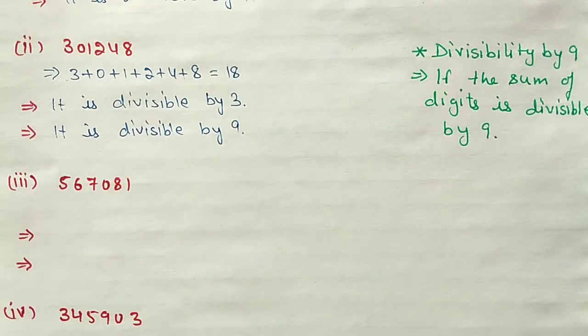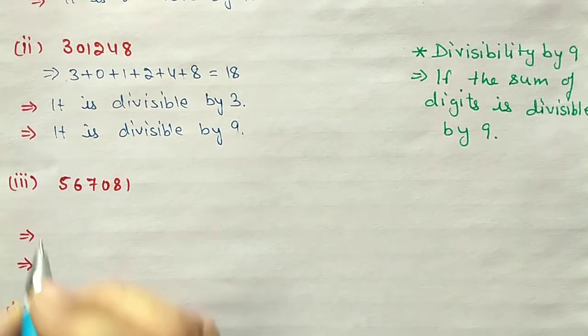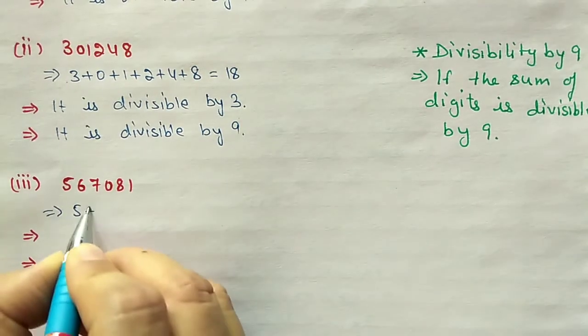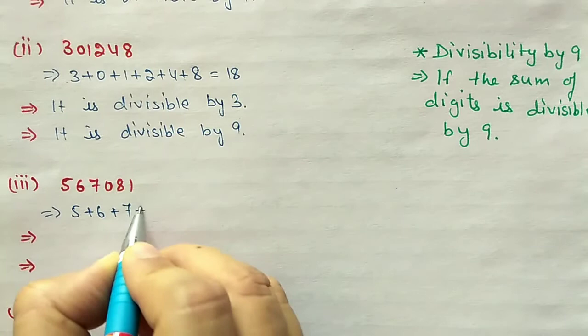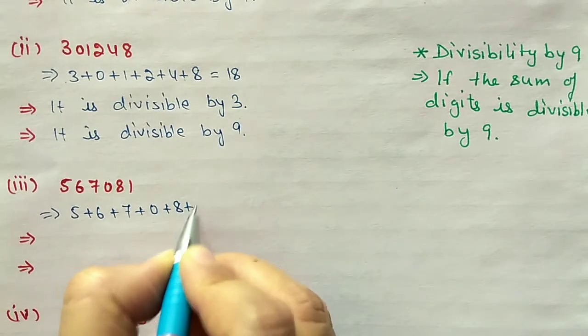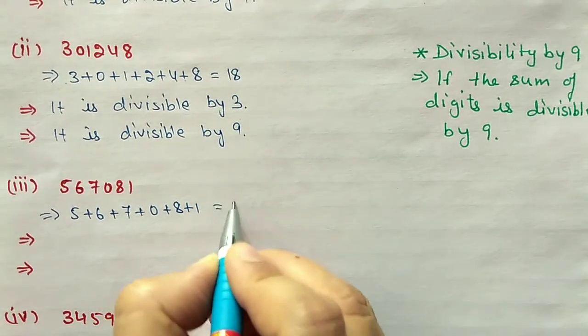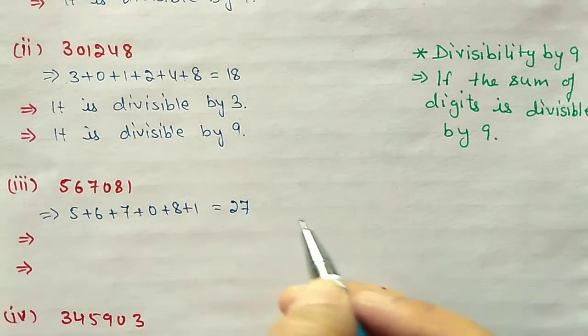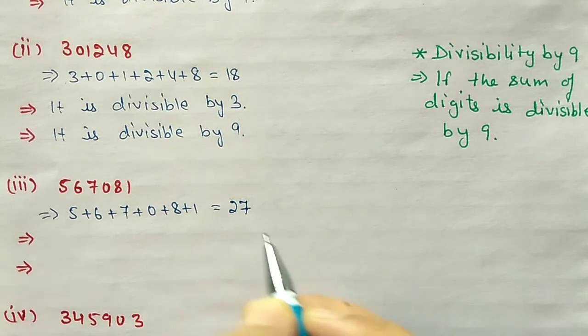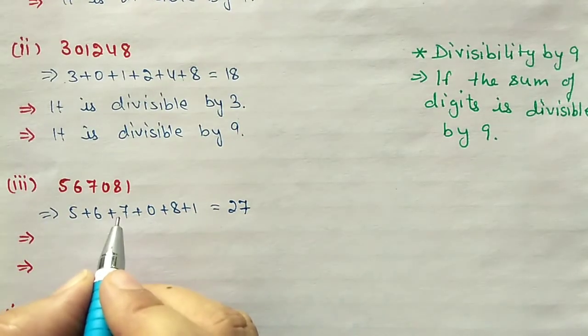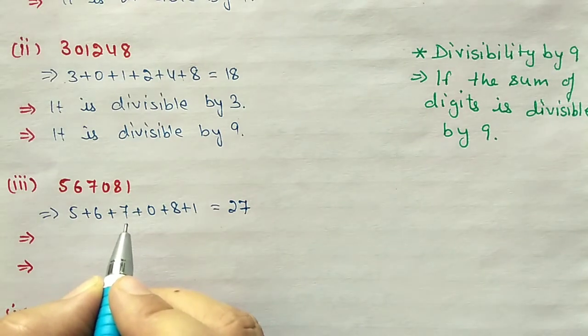Third number, 567081. We will add 5 plus 6 plus 7 plus 0 plus 8 plus 1, and after addition we will get 27. So 27 is in the 3 table and the 9 table also, so this number is divisible by 3 and 9 also.